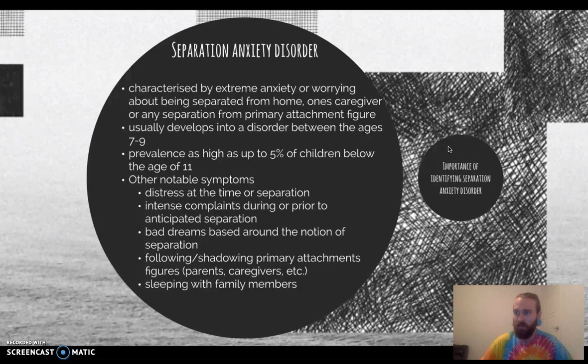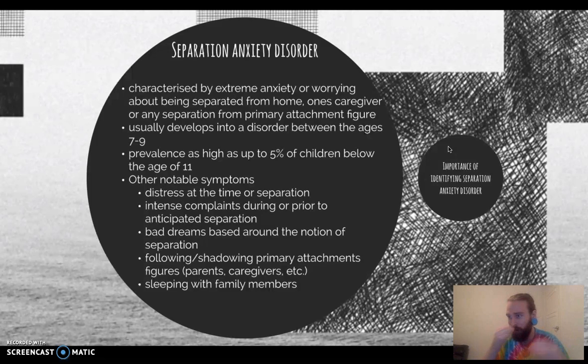It usually develops into a disorder between 7 and 9, and 5% of children below the age of 11 have it. The noticeable symptoms are distress, obviously, intense complaints during and prior to anticipated separation, bad dreams about being separated, following or shadowing primary attachments, like following mum through the house, and not sleeping alone, sleeping with family members, not wanting to be alone. Children diagnosed with separation anxiety are more reluctant and sometimes refuse to go to school or anywhere without parents.